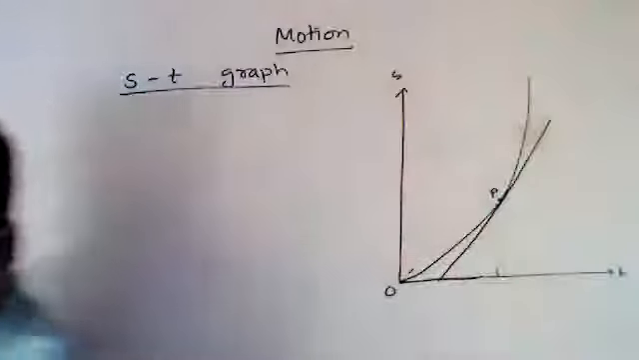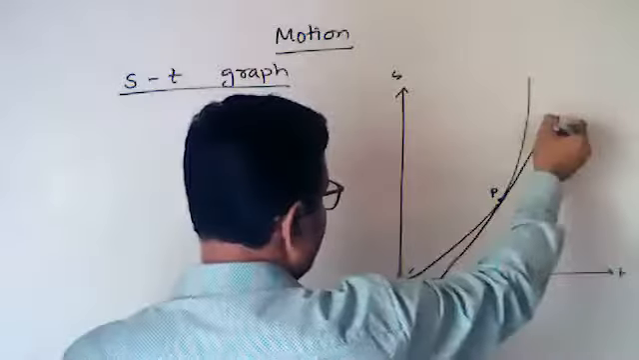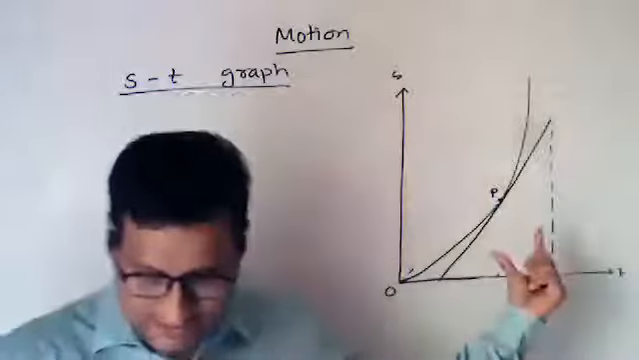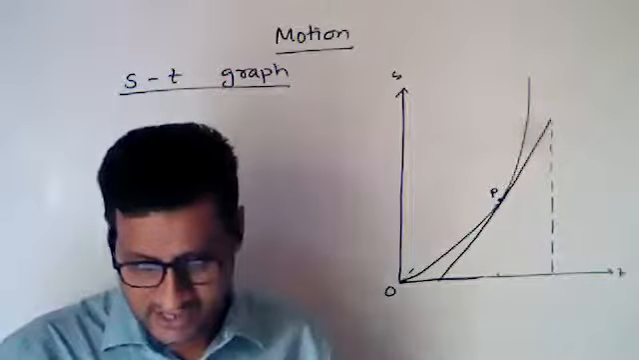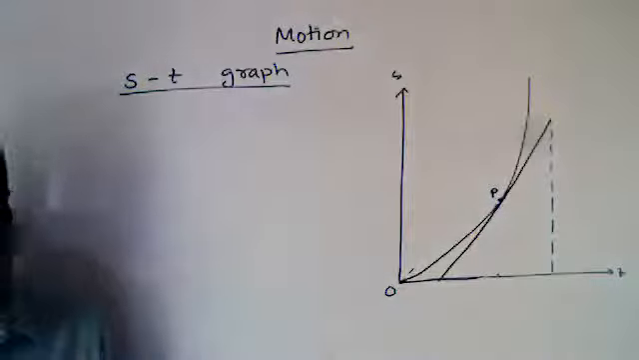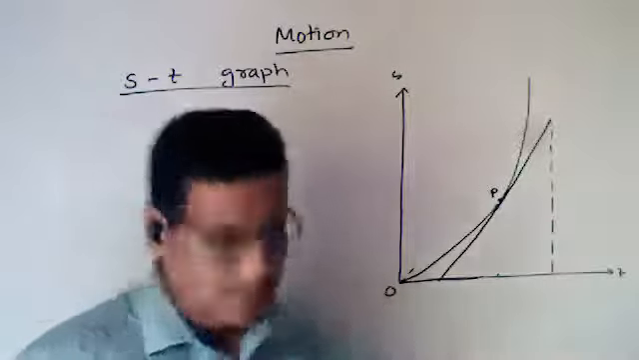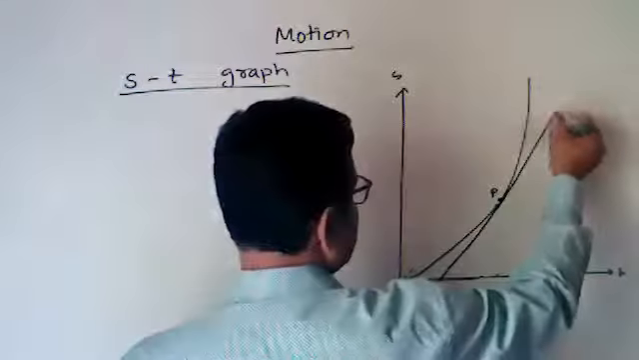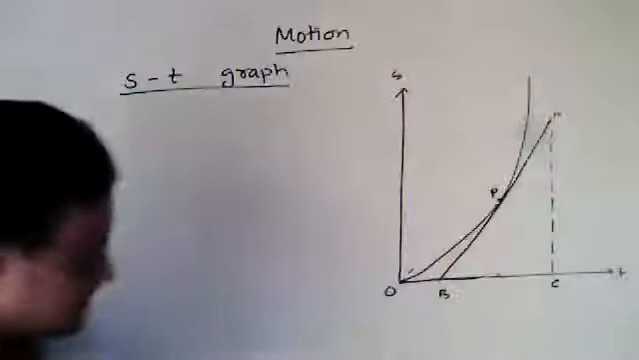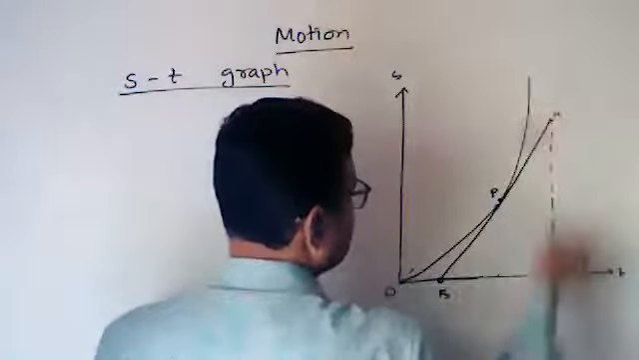This is the tangential. If now you can draw a perpendicular on the x-axis, you can see this is a right angle triangle. By using the previous system, you can determine the velocity from this graph. Suppose this is A, this is B, and this is C, and this is the time and this is the displacement.